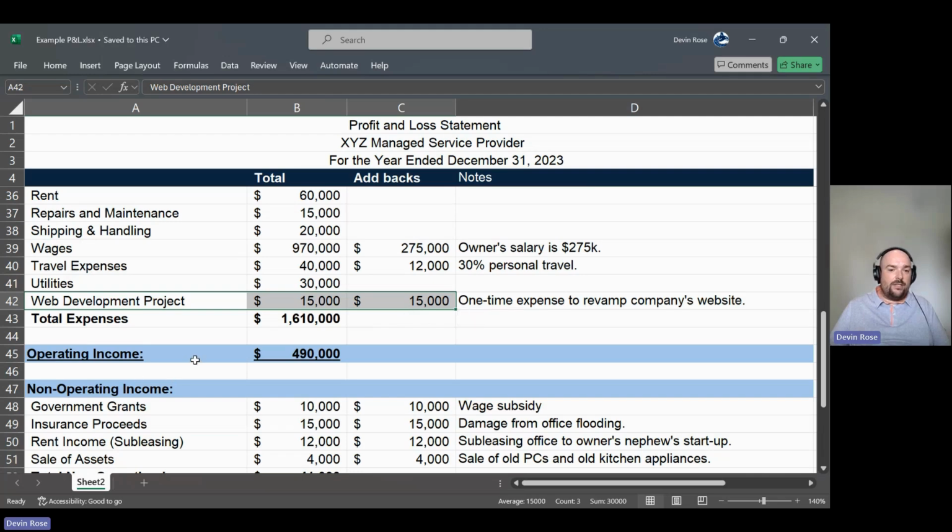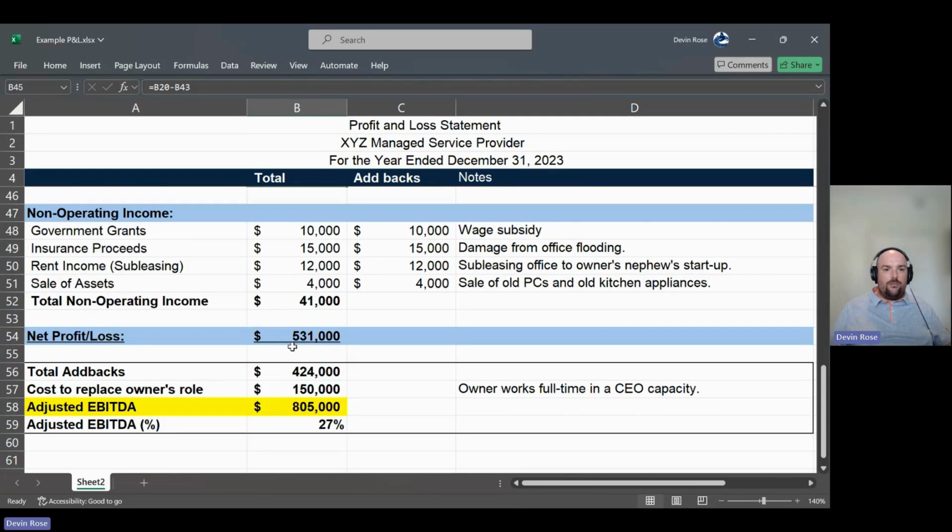And then we get down to the operating income. This is $490,000. This is not factoring in any add backs yet. This is just straight out of the P&L. And then we have our non-operating income here. So all four of these categories are types of income that are not core to the business. We have 10 grand in government grants from wage subsidy that gets added back. We have insurance proceeds of $15,000 from some damage from an office flood that gets added back for 15K.